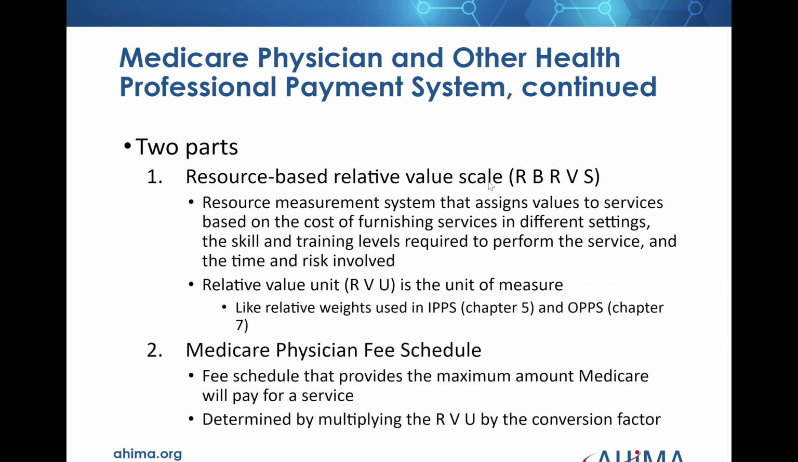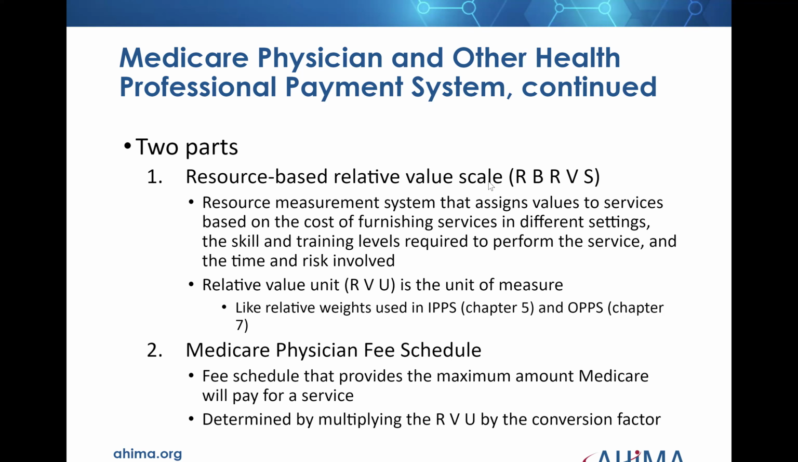And there's two parts to this. The first part is the resource-based relative value scale. And this is basically giving a value to different types of services. Some services require more technical expertise, more skill, more time consuming, different levels of training, all these different types of things. And it's basically a way of putting a value on each of these, right? Kind of like a weight, if you will.